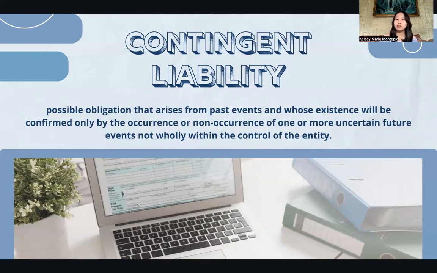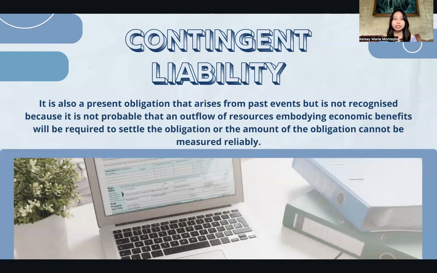We also have another definition which states that it is also a present obligation that arises from past events but is not recognized because it is not probable that an outflow of resources embodying economic benefits will be required to settle the obligation, or the amount of obligation cannot be measured reliably.